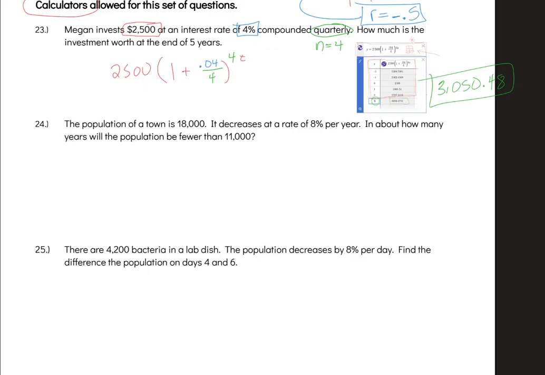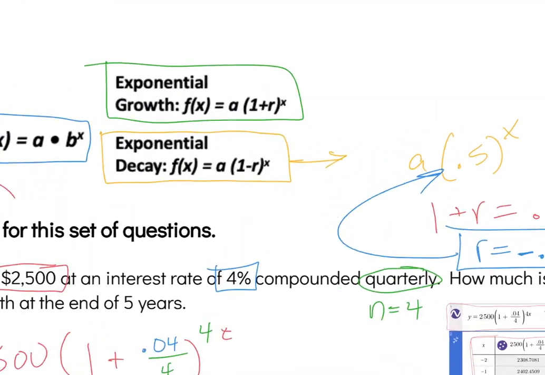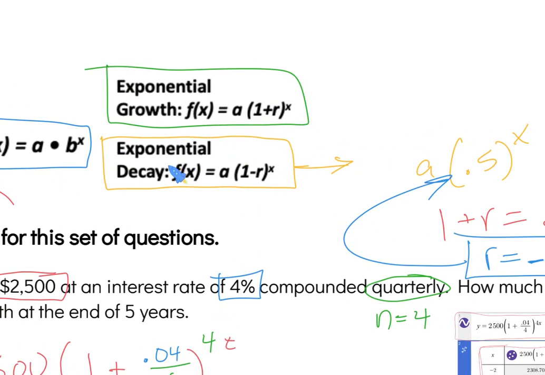The population of a town is 18,000. That sounds to me like the beginning of a scenario. And then it decreases at a rate of 8% per year. So here's the scenario. You can write y minus 0.08 if you'd like. I think you will do that naturally. I don't think you have to worry about, is it this or is it this?